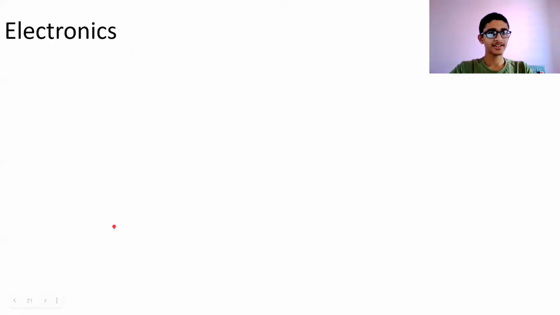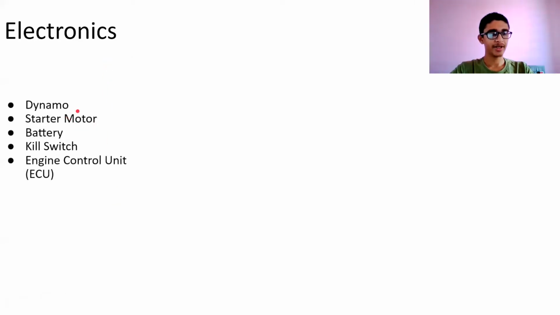Now let's come to the last part, which is the electronics part of my engine. In the electronics I have dynamo, starter motor, battery, kill switch and ECU. The dynamo is what is going to convert the mechanical rotation of my engine to electrical power. The starter motor is the thing which is going to start my vehicle. Generally we have a kick start or a self start. When the self start is there, we are just pressing a push button and the engine automatically starts.